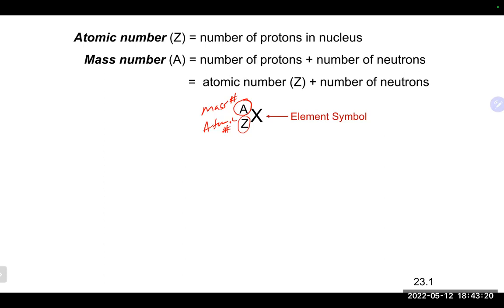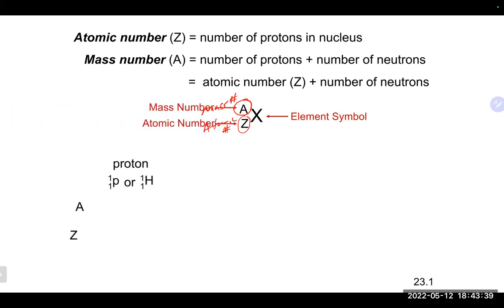If you look on the periodic table, clearly most of the atomic masses are not whole numbers. Oftentimes people get confused by that because the mass number and the atomic mass are similar types of numbers in terms of sometimes, but the mass number is not found in the periodic table. Only the atomic number is.